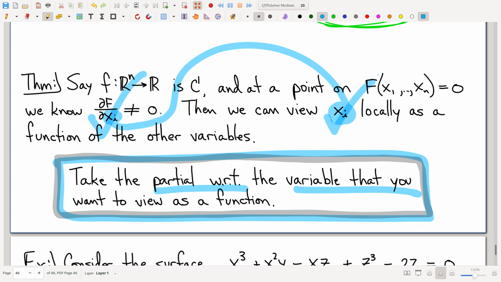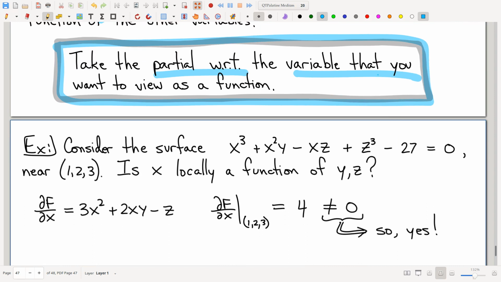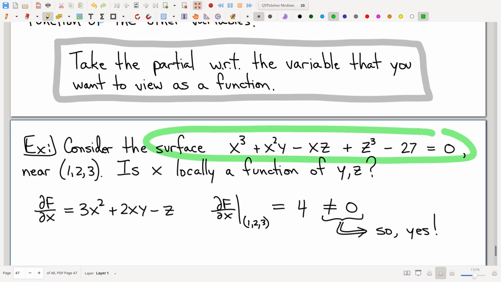Okay, so let's see this in action. See how we're doing on time here. Okay, good. Okay, so I have here a surface, and I'm interested at a certain point on that surface, and y'all can confirm that that point satisfies that equation. At least I hope it does. I think I'm pretty sure it does. Check me on that. Pretty sure it does.